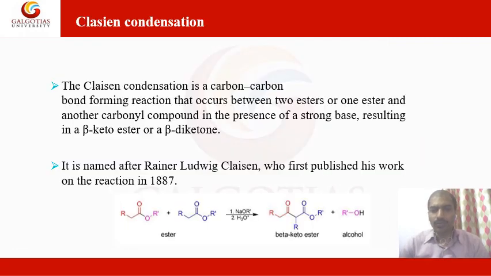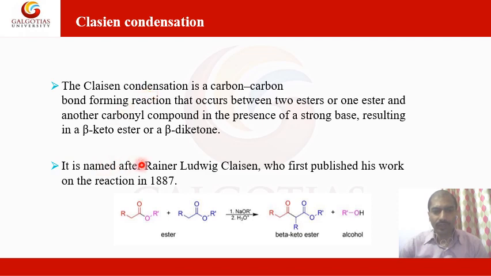So now coming to another reaction which is also very important, the Claisen condensation reaction. The Claisen condensation is a carbon-carbon bond forming reaction that occurs between two esters or one ester and another carbonyl compound in the presence of a strong base, resulting in a beta keto ester or a beta diketone. So this is what happens once you are considering the Claisen condensation reaction.